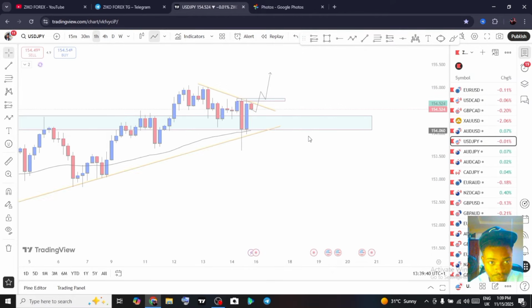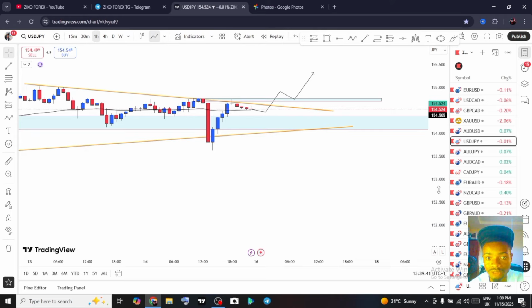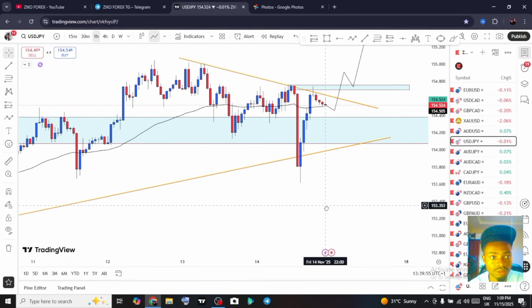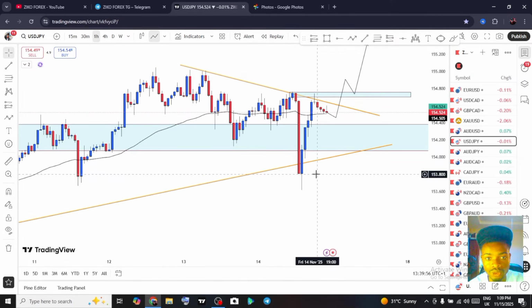So on the 1 hour time frame, it makes sense what we are going to be looking for. Since this right here is the lower low and this is the lower high, we still need price to break above this high to make this market valid. So I need a break and retest above this market to actually buy USD JPY, which simply means I'm expecting USD to gain strength this week.